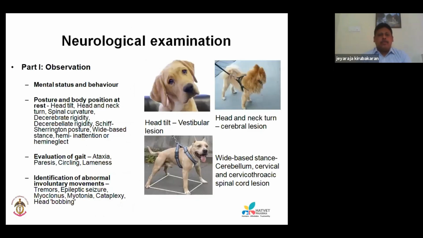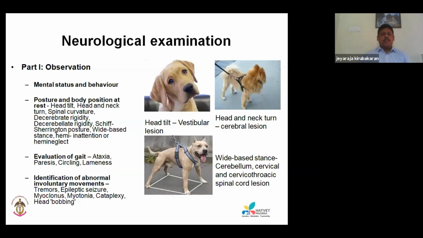Okay. So that is about the basic anatomical divisions of the brain and spinal cord. Now we will enter into the proper neurological examination. So here the first part is the mental status and behavior. You will observe whether the animal is active, alert, or dull, depressed, stuporous, or comatose, all those mental status and behavior observed. That's the first part. Then comes your observation of the posture and body position at rest.